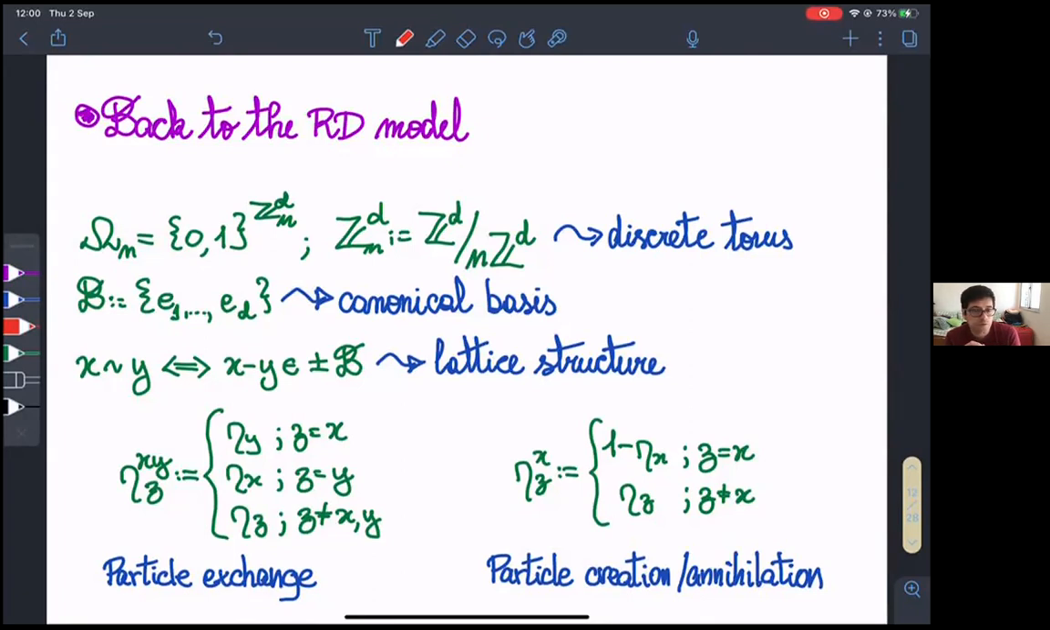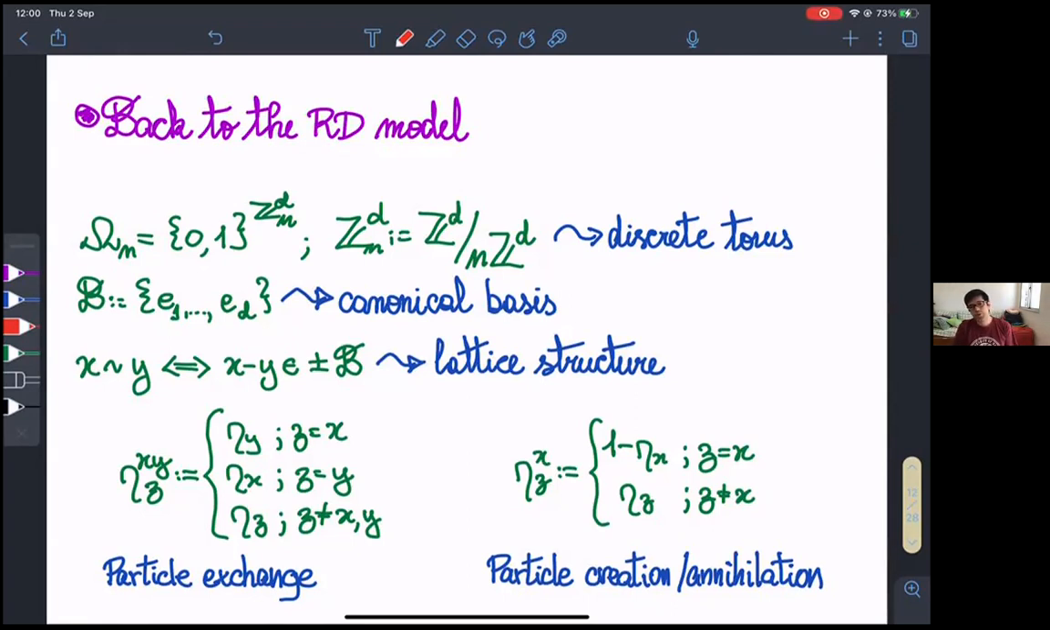And this discrete torus, we put a graph structure on it by claiming that x and y are neighbors if the L1 norm of x minus y is equal to 1. Which is the same as saying that the difference between x and y belongs to the canonical basis, one of the two possible differences, so it belongs to plus or minus the canonical basis.